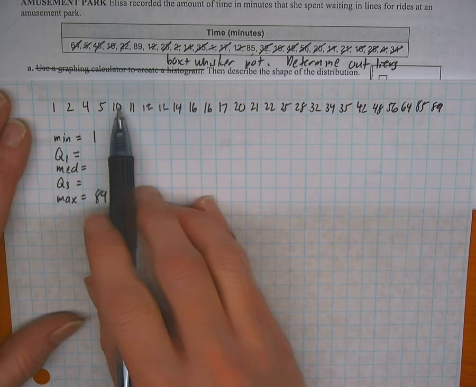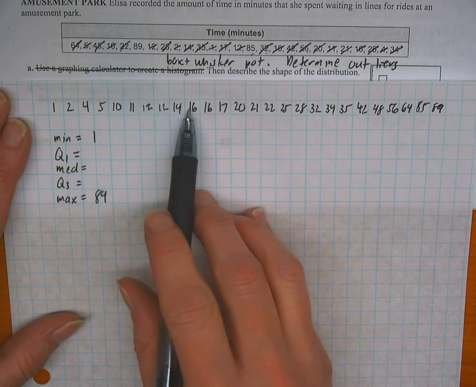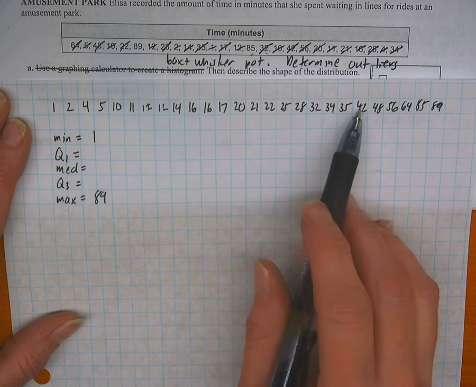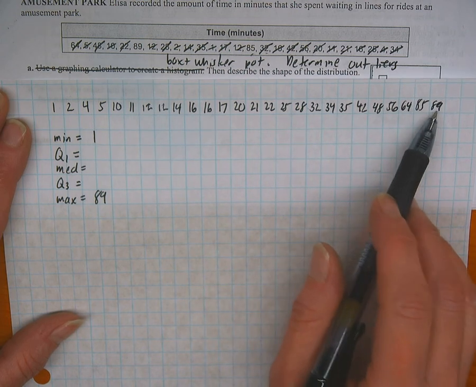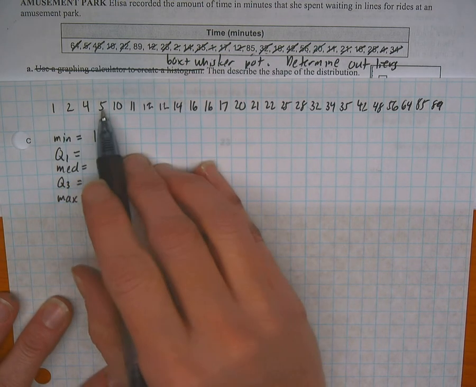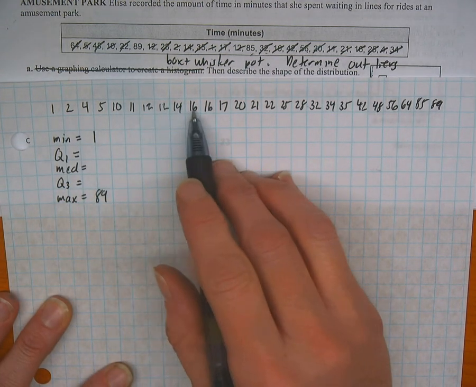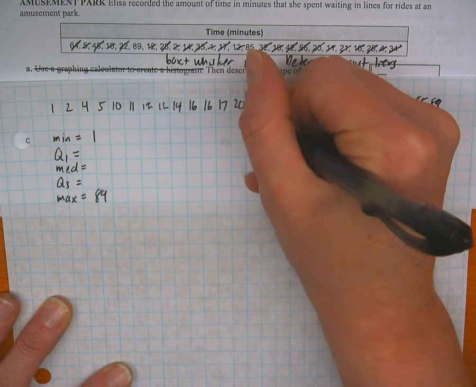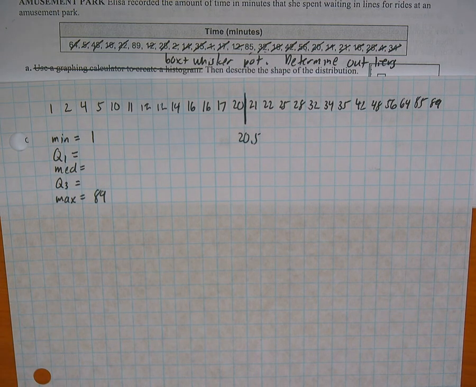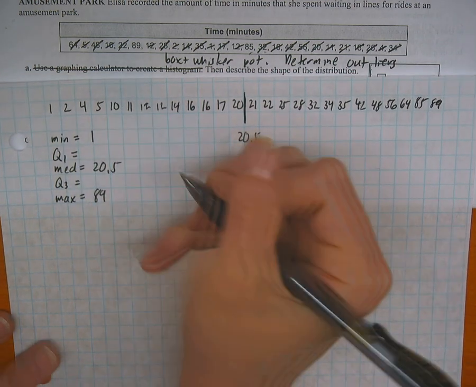1, 2, 3, 4, 5, 6, 7, 8, 9, 10, 11, 12, 13, 14, 15, 16, 17, 18, 19, 20, 21, 22, 23, 24, 25, 26. So she went on 26 rides. So that means we need to split it 13 and 13. Okay. 1, 2, 3, 4, 5, 6, 7, 8, 9, 10, 11, 12, 13. So our median is 20.5. When we have an even amount of data, we take the two that are on either side of the middle and average them. So our median is 20.5.